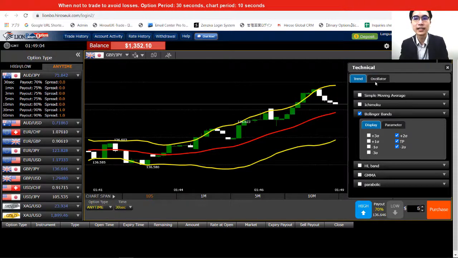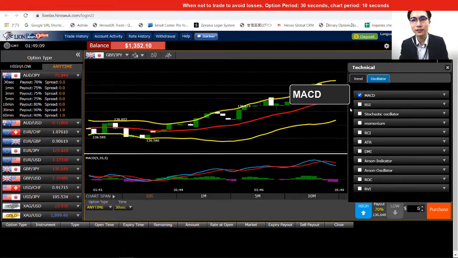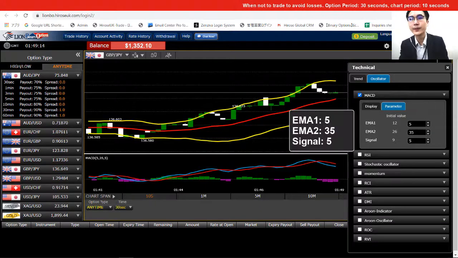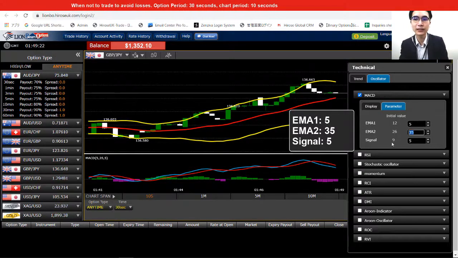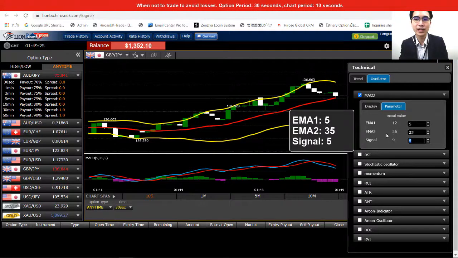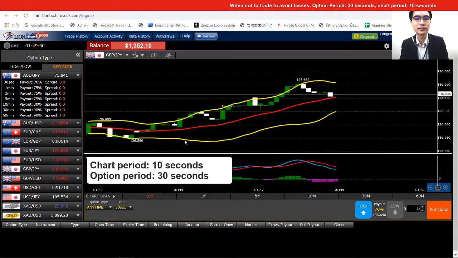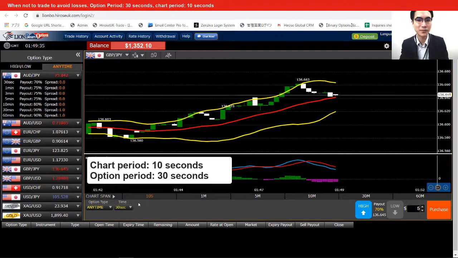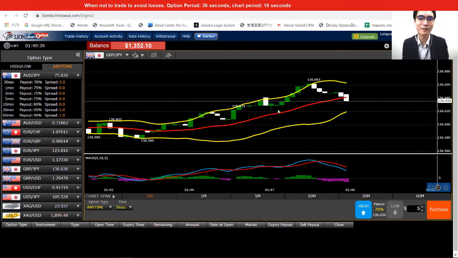Okay, that's done, and then we will go to oscillator, and select the MACD. Open the drop down for MACD, and for today, we are using a 5, 35, and 5 parameter. So again, EMA1 is 5, EMA2 is 35, signal is 5. After you get that done, close the technical indicators window. The last thing I need to mention is that for today, I'm trading with a 10 seconds chart period with 30-second option periods.